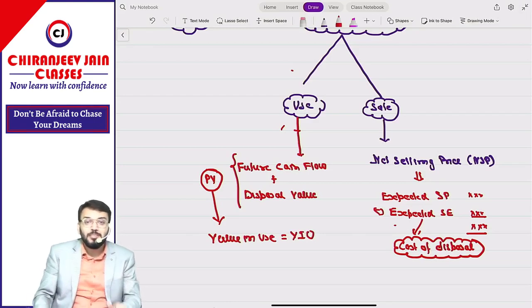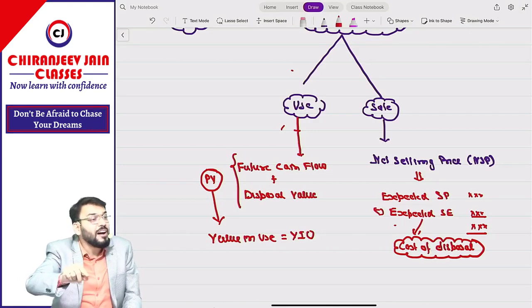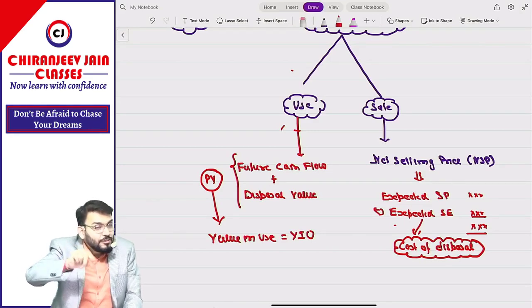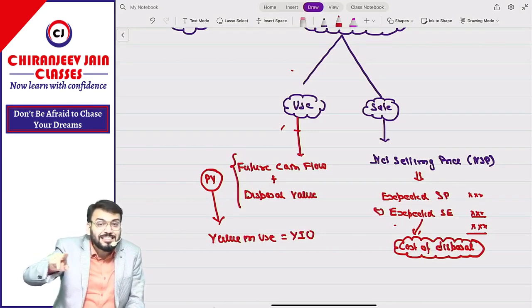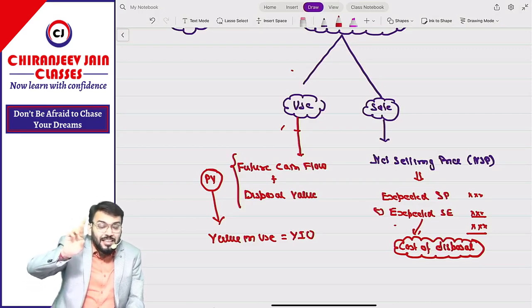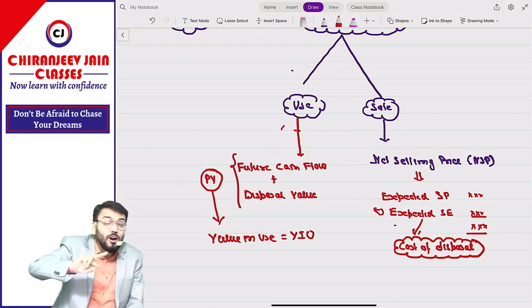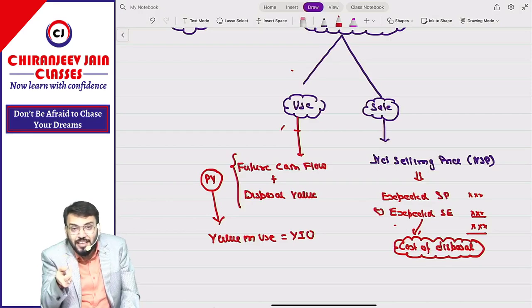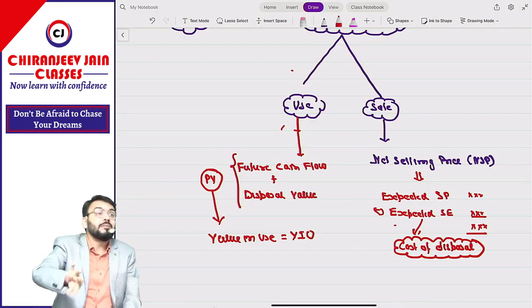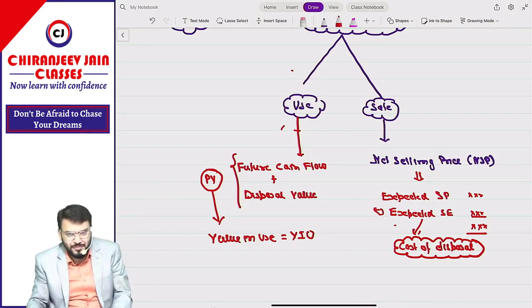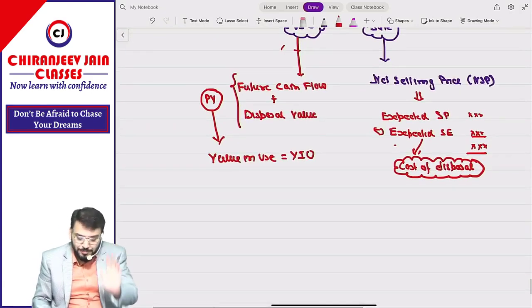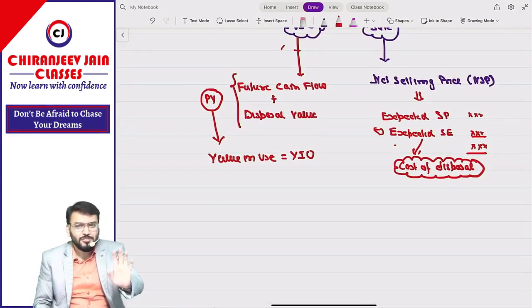Understood? Means recoverable amount is either what? Value in use or net selling price. It is either value in use or net selling price, whichever is higher or lower. Whichever is higher or lower means, so before saying a thing, you are a chartered accountant.